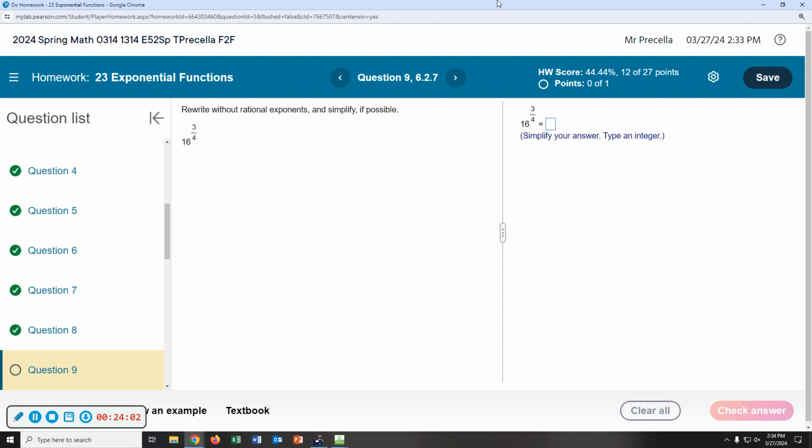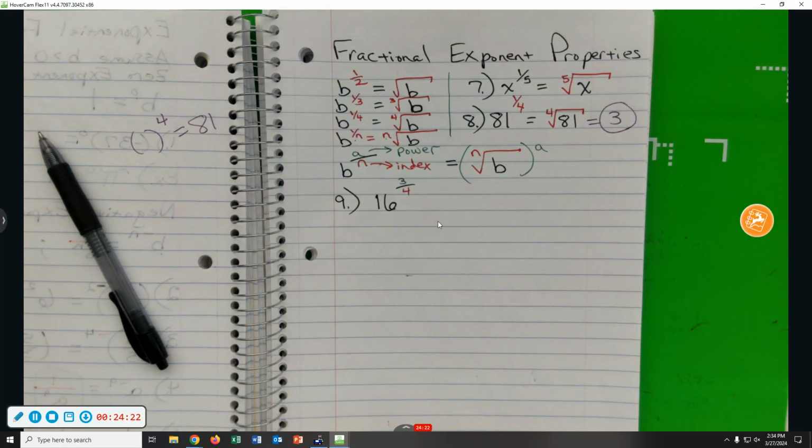Okay, number 9. We want 16 to the 3/4 power. 16 to the 3/4. What sort of a radical am I going to have?